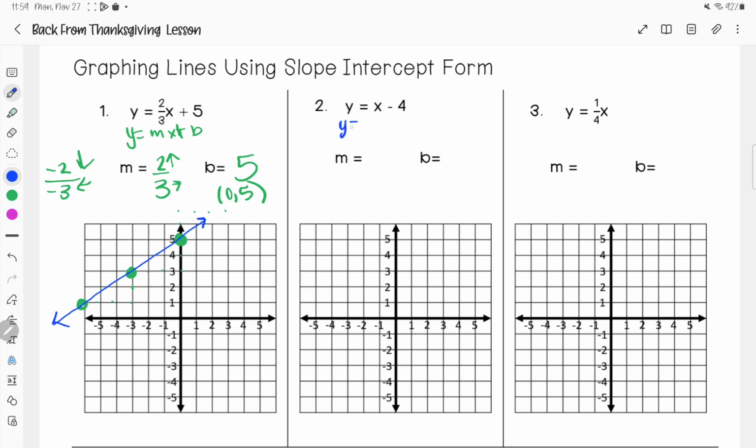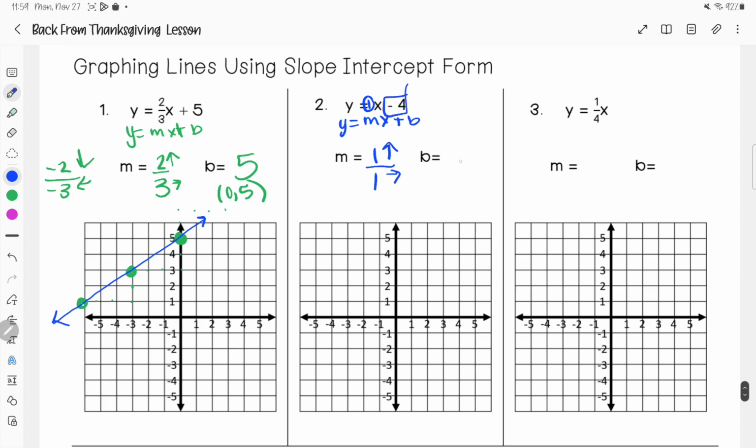So y equals mx plus b. Well, this is that invisible 1, so my slope would be 1 over 1, both positive, so up and right. And my starting point, do not forget your sign in front. My starting point starts at negative 4. And my slope says, from here we're going to go up 1, to the right 1.